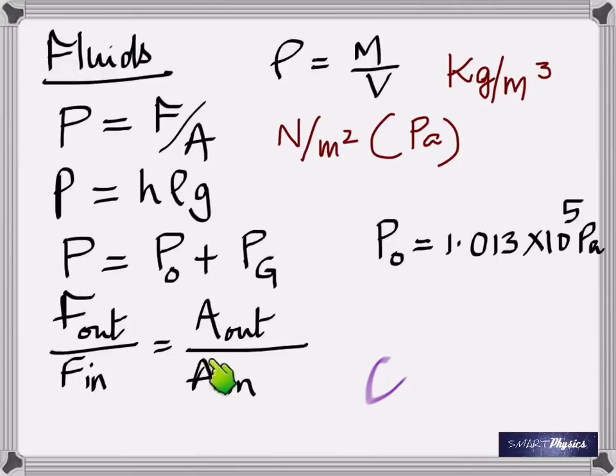Because remember when I taught you about the two cylinders that have different areas, and you apply a small force on the smaller cylinder, you will get a big force on the bigger one. If this ratio is, let's say, 100, then you're going to get 100 times the force that you apply. Okay, that's the idea of a hydraulic. So that's chapter 13. There's more.